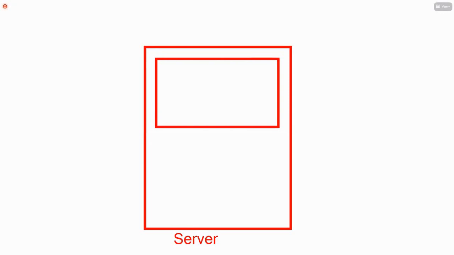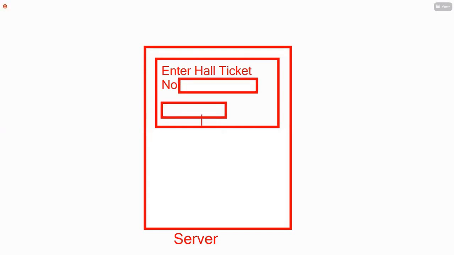Suppose it is an online results application. Example, online results. Say, enter hall ticket number. Here, you'll enter one hall ticket number. You will click on the submit button. When you click on the submit button, what will happen? The next page comes.